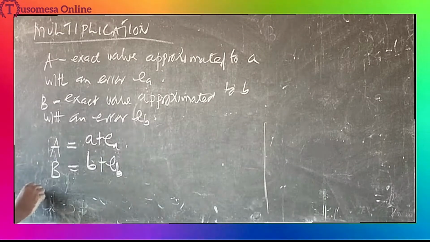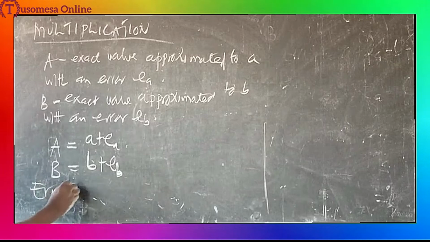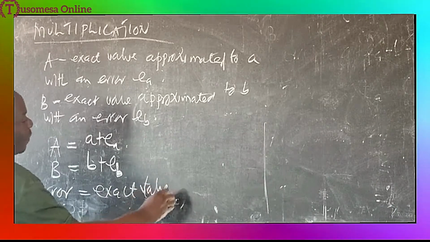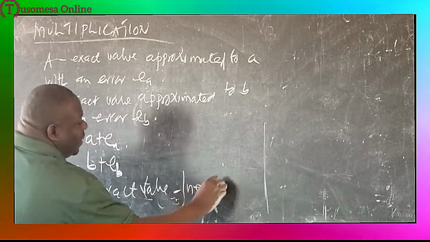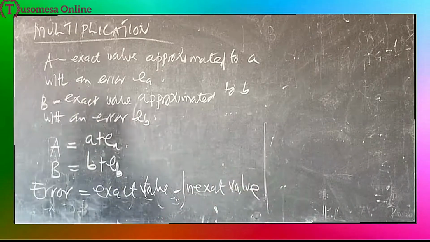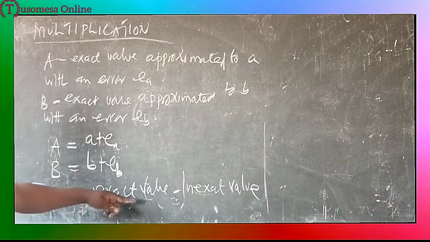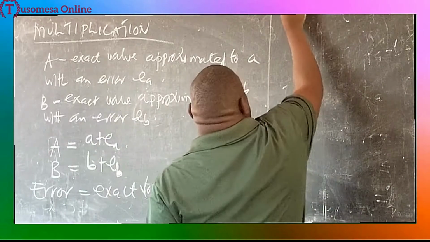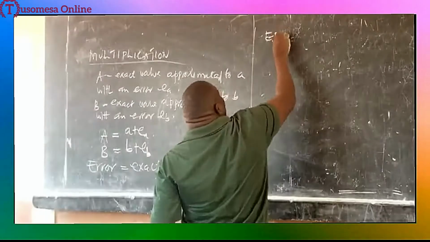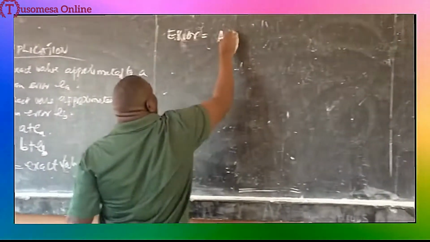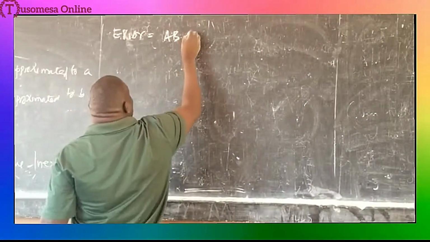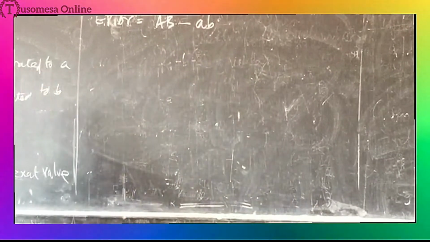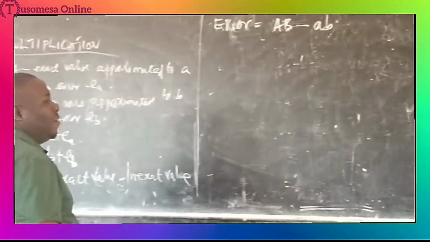But it's still from the definition of the error: the error equals the exact value minus the inexact value. When you multiply these two numbers, the error will be the exact value of multiplying the two values A and B, minus the product of the approximated values, small a and small b. That is how you get the error which is committed in that function.